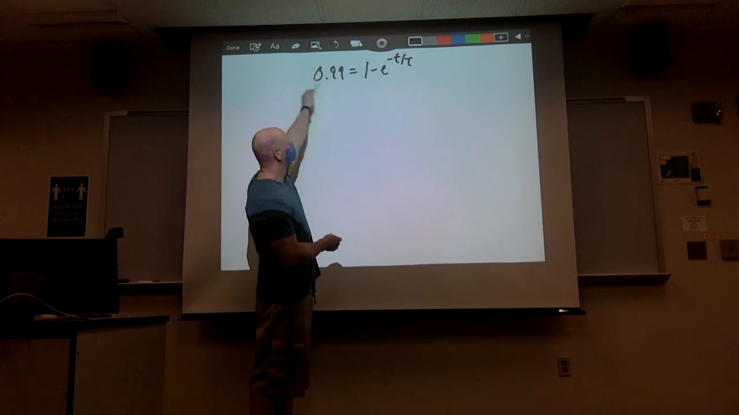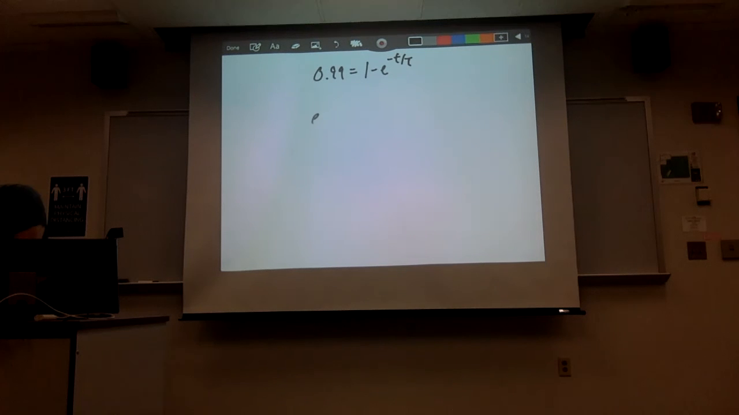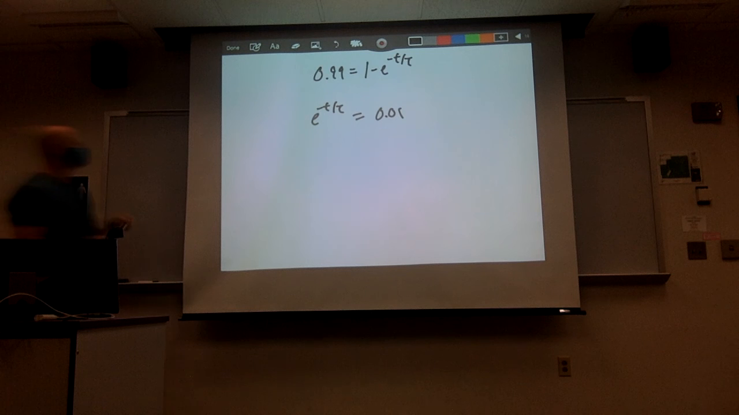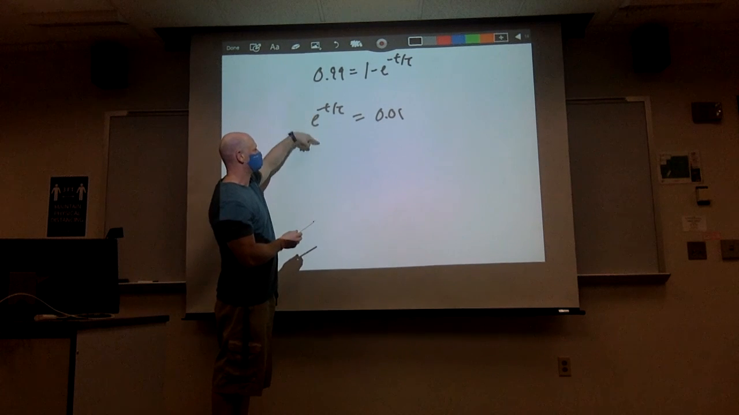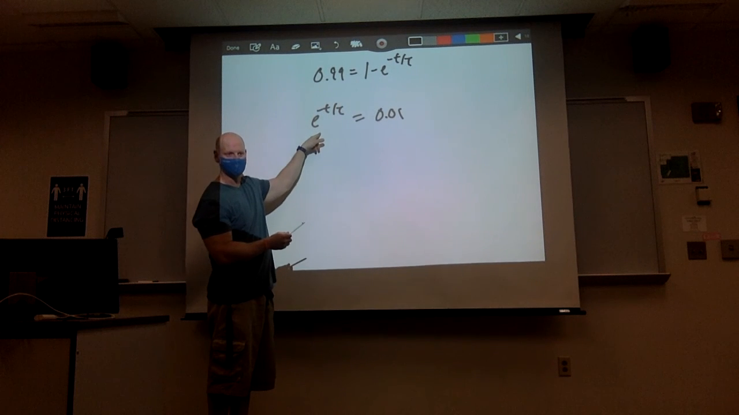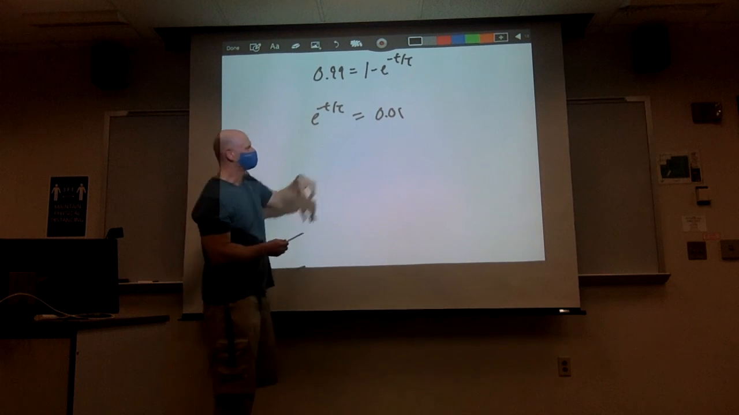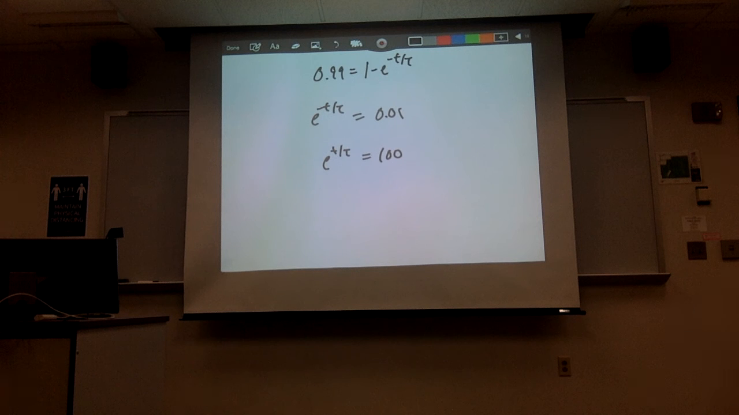So in this case, what we want is the time, so we're going to isolate the time. We move the exponential to this side and subtract this onto this side. So it's going to give me e to the minus t divided by tau is equal to 0.01. Now I want to get rid of that negative sign, so I'm going to invert both sides. That gives me e to the t over tau is equal to 1 over 0.01, which is the same thing as 100.